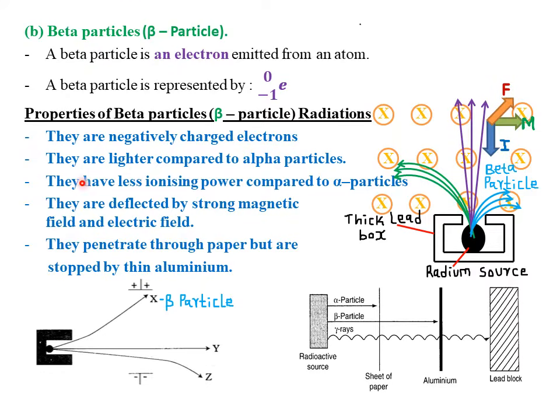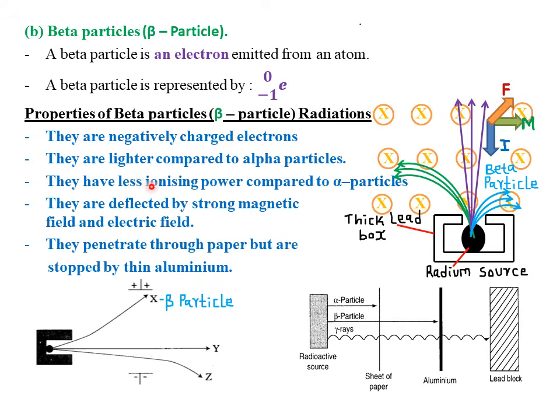Then the third property is that beta particles have less ionizing power as compared to the alpha particles. And of course, the reason is because they usually move faster as compared to alpha particles. Remember, alpha particles have higher ionizing power because they move slower and therefore they are denser. So the slower they move, the more they interact with the molecules or particles, hence charging them or ionizing them.